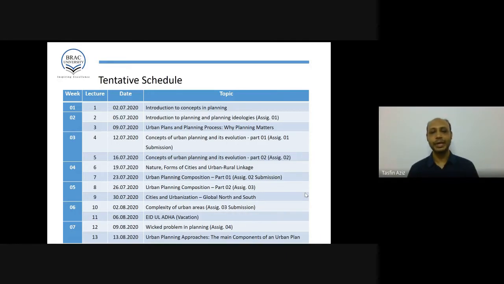Basically, we will be talking about urbanization, its trend, its nature, and how megacities are working, how smaller cities are working, how mid-range cities or secondary cities are working, what are the problems and weaknesses and challenges they're facing. And after knowing that, we'll be talking about complexity of urban areas.